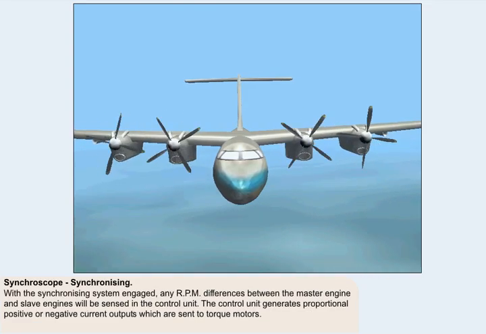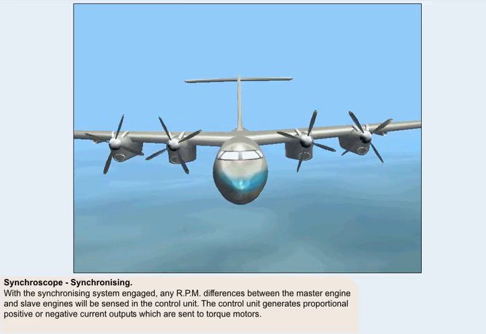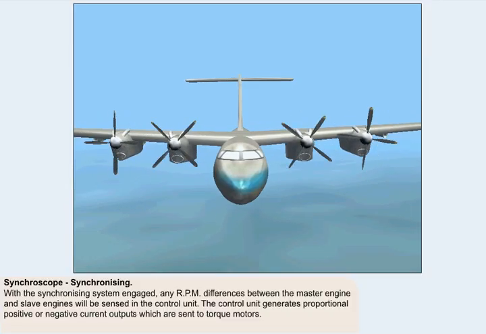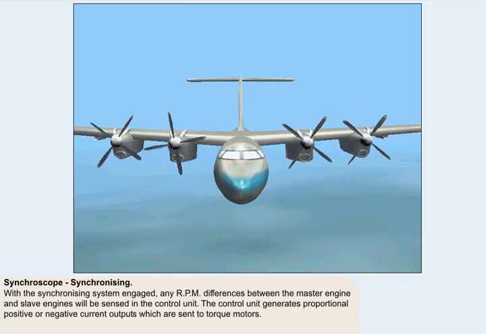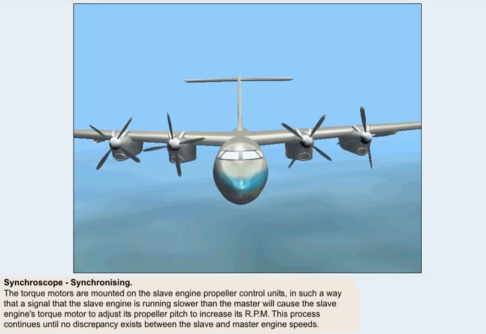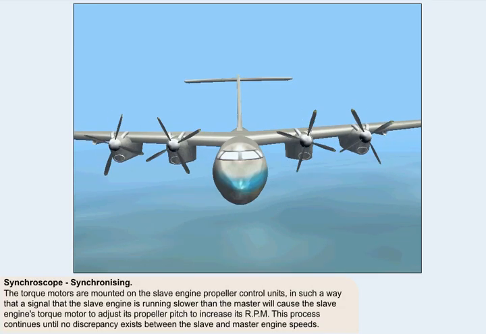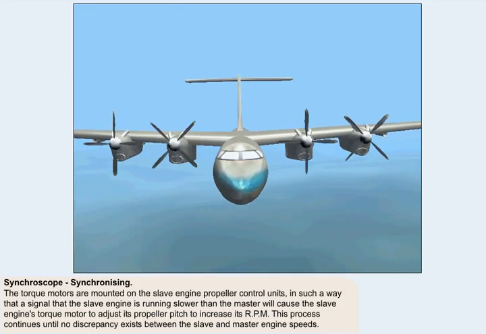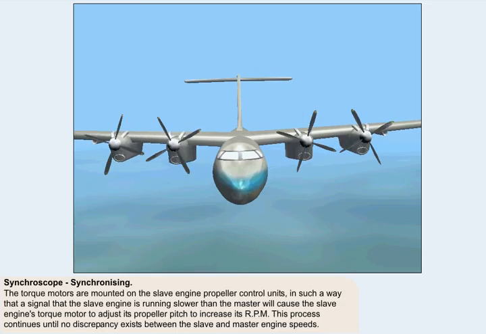With the synchronizing system engaged, any RPM differences between the master and slave engines will be sensed in the control unit. The control unit generates proportional, positive or negative current outputs which are sent to torque motors. The torque motors are mounted on the slave engine propeller control units in such a way that a signal indicating that the slave engine is running at a lower RPM than the master will cause the slave engine's torque motor to turn in order to fine off its propeller, thus increasing its RPM until no discrepancy exists between the slave and master engine speeds.